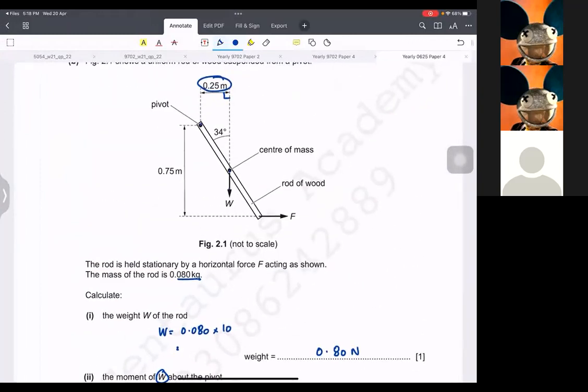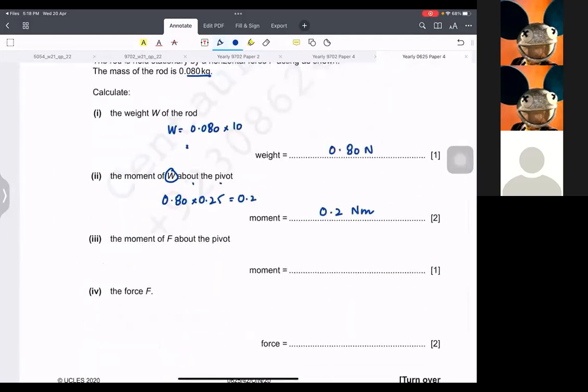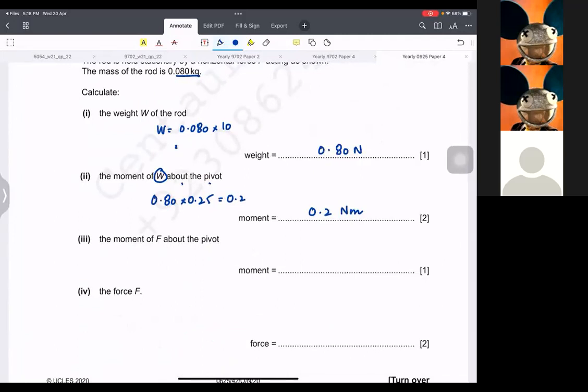Okay, the moment of F about the pivot. So now we want to find F. F's moment is at 90 degrees, this is the perpendicular distance. If you look at it, this is the pivot. So this will try to turn it this way, which is anti-clockwise. And this will try to turn it this way, this is clockwise. So we have to use the principle of moments now. We have to find the moment about F. It would be the same as this, because according to the principle of moments, it's balanced, anti-clockwise, clockwise.